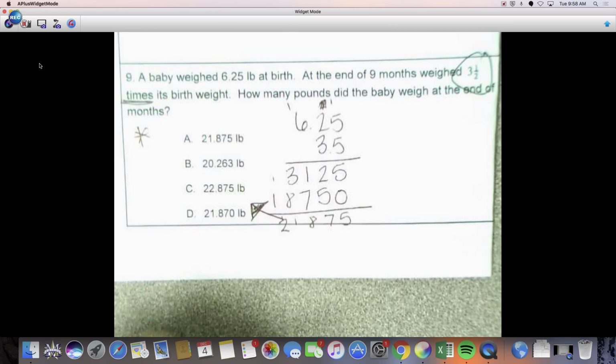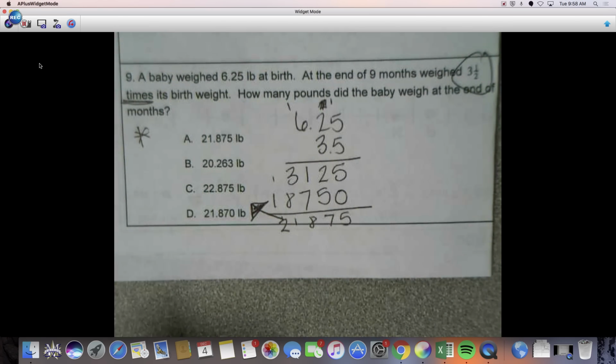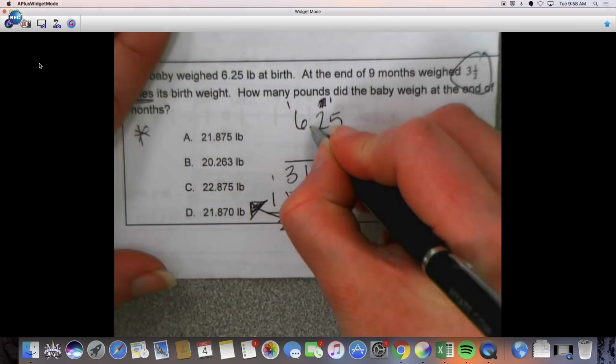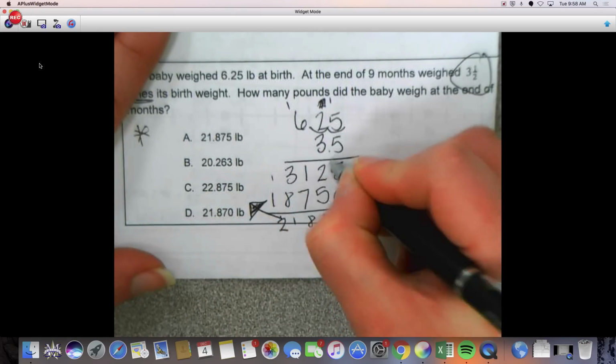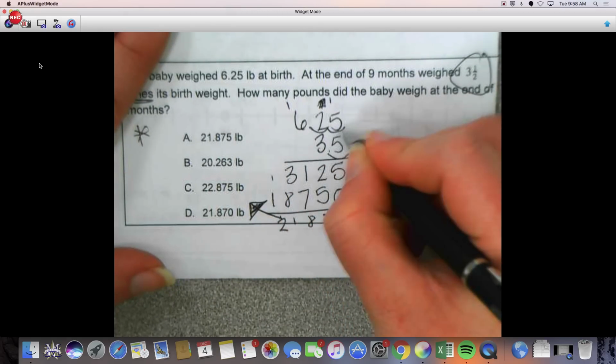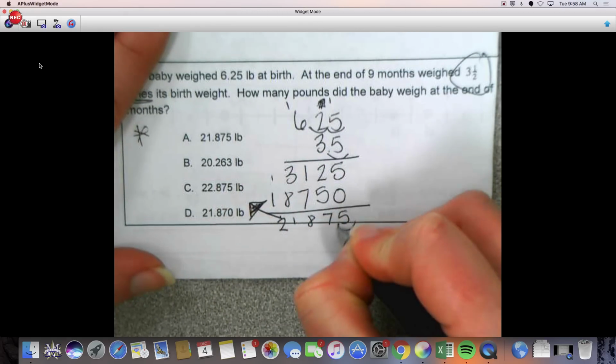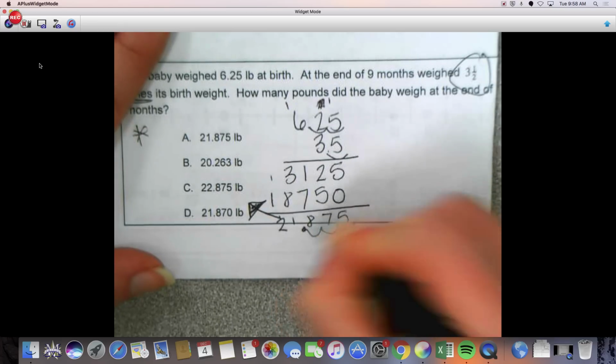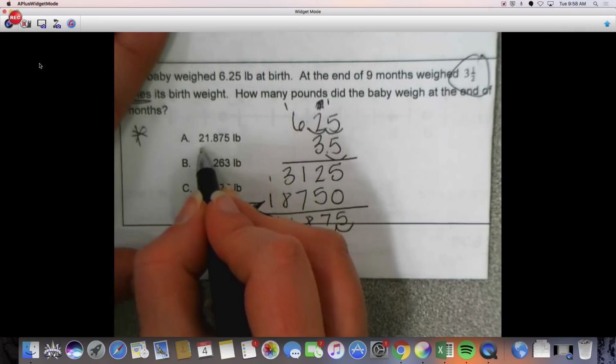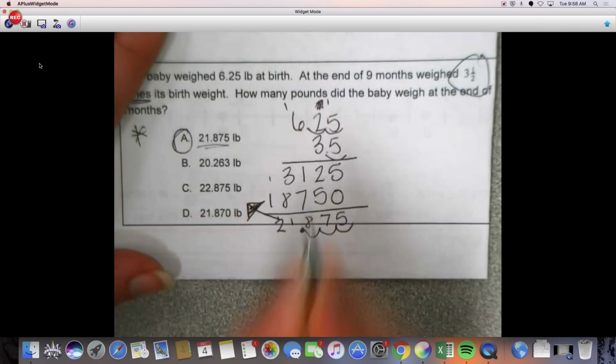How do I know where my decimal point goes? Count your decimals. 1, 2, 3 to get both of these at the end. So then I go 1, 2, 3. So I have 21.875.